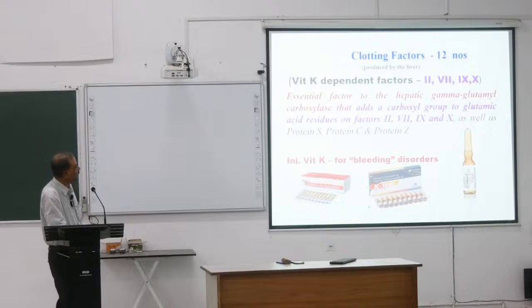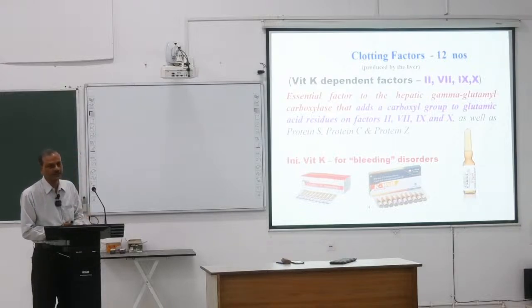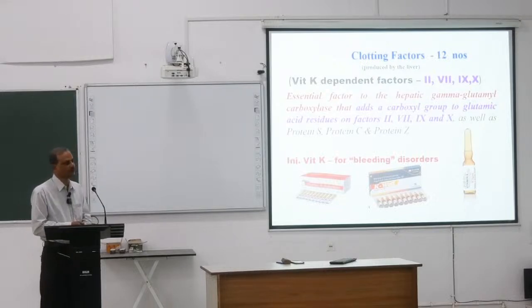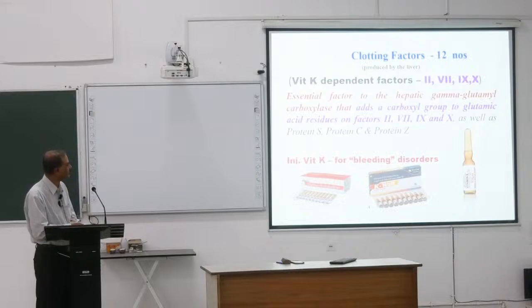What do they do? They do hepatic gamma carboxylation. Basically, vitamin K is an essential factor for hepatic gamma glutamyl carboxylase that adds a carboxyl group to glutamic acid of factor 2, factor 7, factor 9, and 10, as well as protein S, protein C, and protein Z. And when there is advanced liver disease, vitamin K injections are given only to increase these factors so that there is no incidence of bleeding or it is minimized. Vitamin K injections were not available during our time. Now it is available, and many companies are producing it.